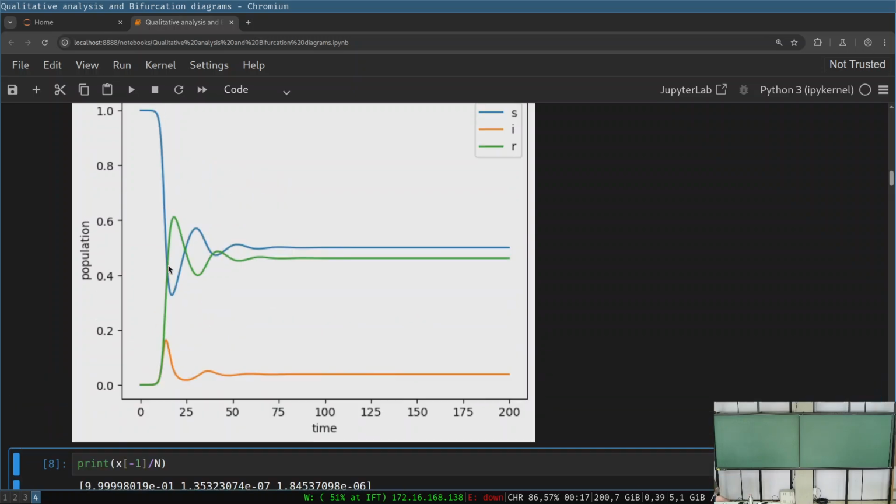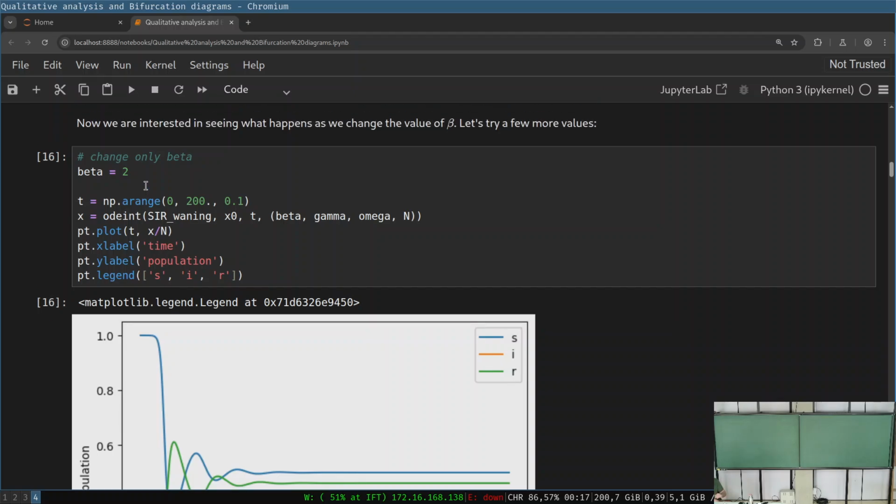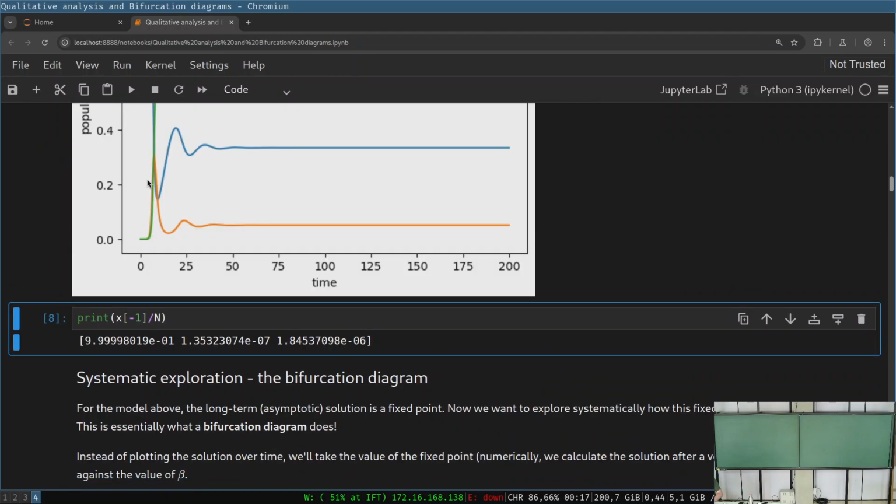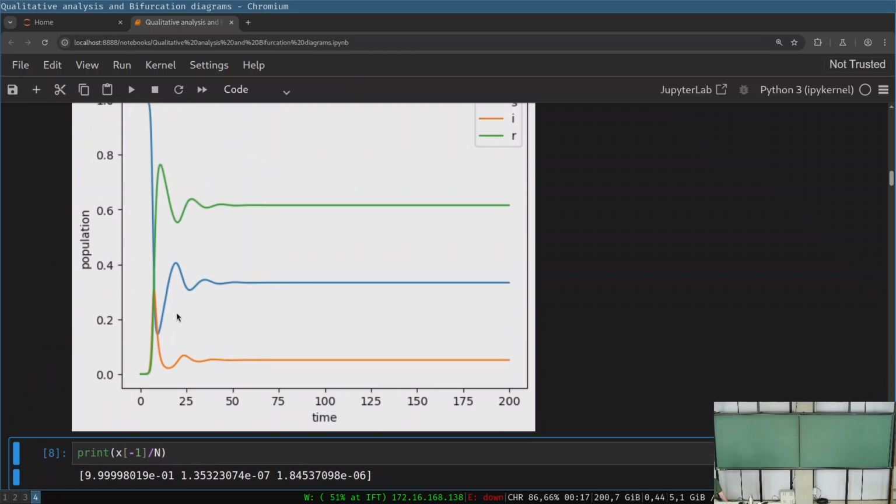And the first peak is usually the largest one. So if you increase beta even more, this is even more dramatic, you see? Yeah, you see what I mean? So does that mean that bifurcation diagrams are useless? No, definitely not. But you have to be careful that you are not missing stuff, okay?